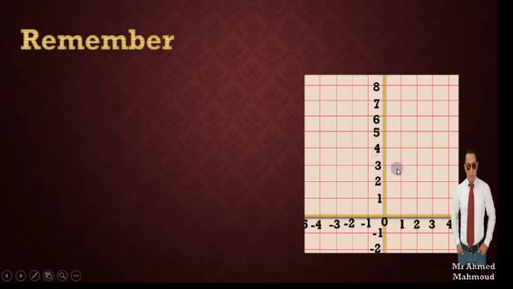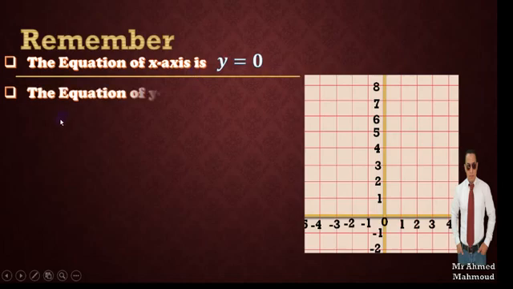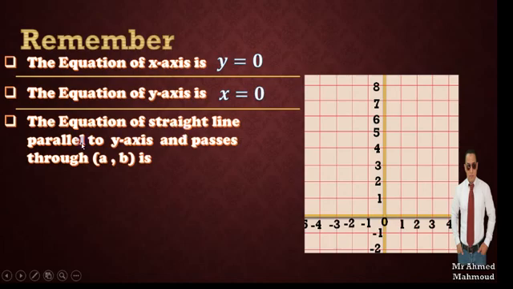So any line parallel to the x-axis is y equals a number, and the y-axis itself is x equals 0. The line passing through 1 is x equals 1. The line passing through 2 is x equals 2. The line passing through 3 is x equals 3, and so on. So the equation of the x-axis is what? It is y equals 0. The equation of the y-axis is what? It is x equals 0.